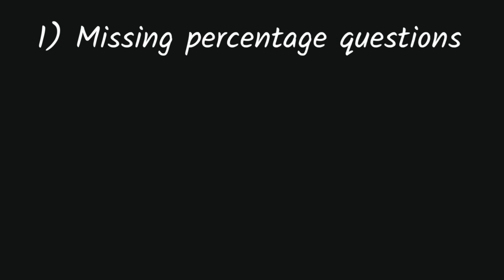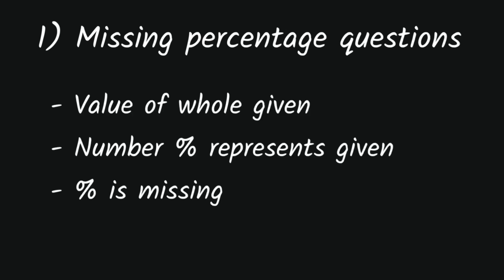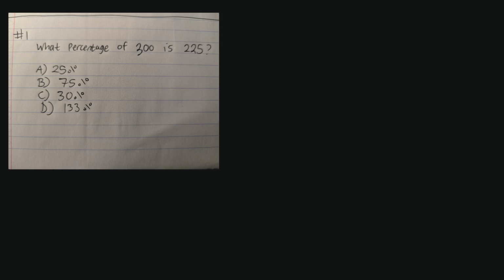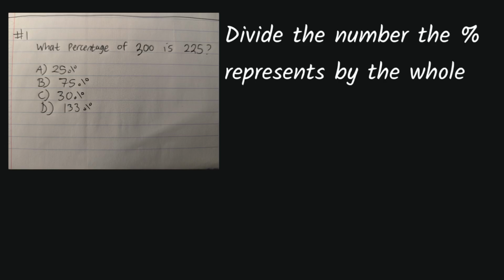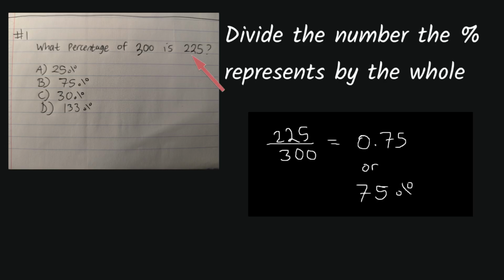The first type of question is the missing percentage question. The value of the whole is given, the number the percent represents is given, and the percent itself is missing. Now you'll see a typical SAT question here. What percentage of 300 is 225? 225 is the number the percent represents, and 300 is the value of the whole. Dividing those, we get 75% as our answer.